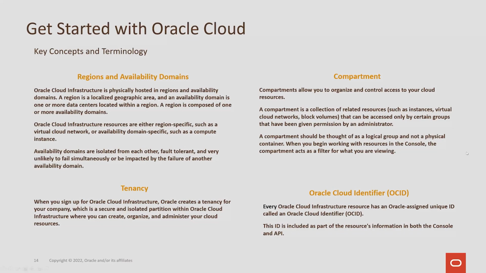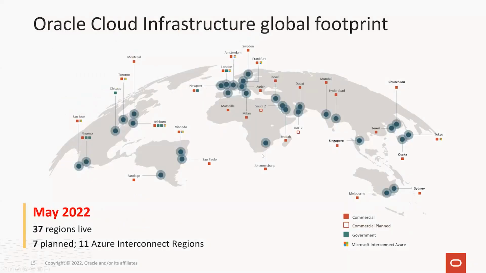Okay, let's move on. We have here the map of all the regions that are live at this moment. We have 37 regions, and we are still planning for more. We are adding multiple cloud regions around the world to provide local access to cloud resources for our customers, and to provide them with the best latency when connecting to Oracle Cloud, and when connecting their on-premise to Oracle Cloud and other scenarios.